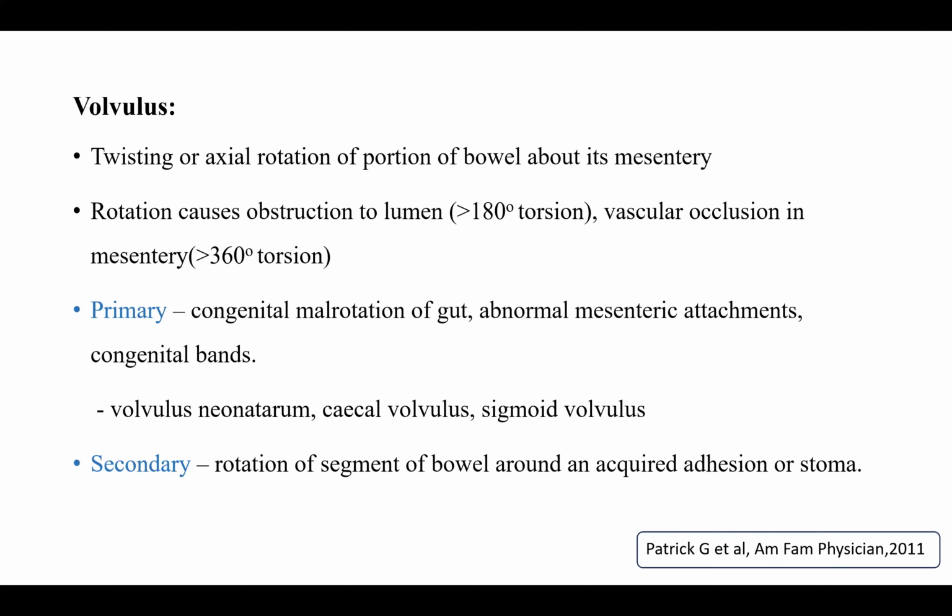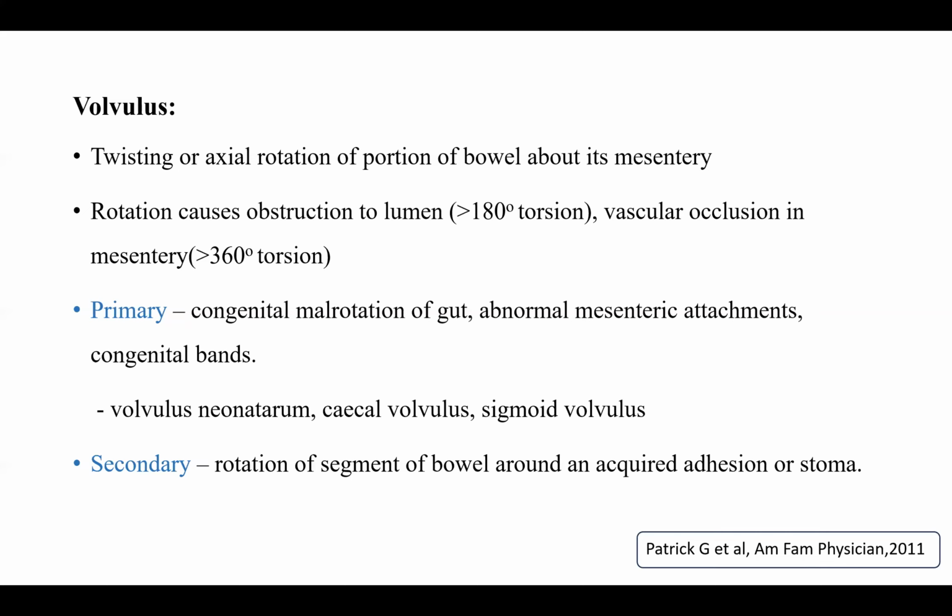Volvulus is a twisting or axial rotation of a portion of bowel about its mesentery, and it causes obstruction of the lumen when there is about 180 degrees of torsion. When there is 360 degrees of torsion, there will be vascular occlusion. Primary volvulus is commonly due to congenital malrotation of the gut, abnormal mesenteric attachments, and congenital bands, such as in volvulus neonatorum, cecal volvulus, or sigmoid volvulus.